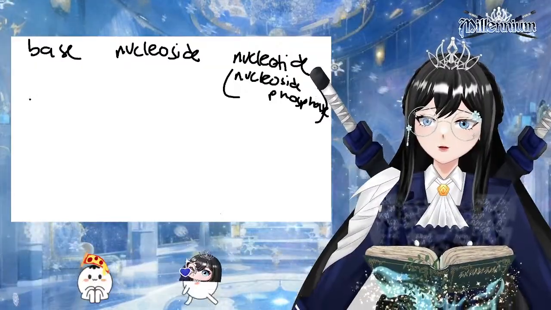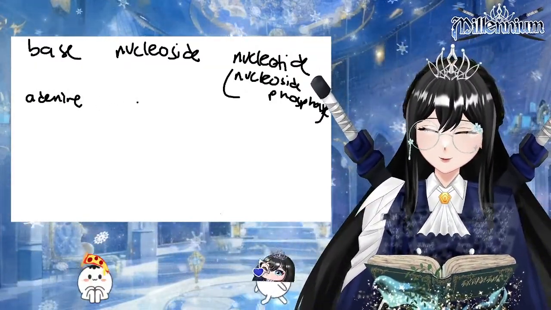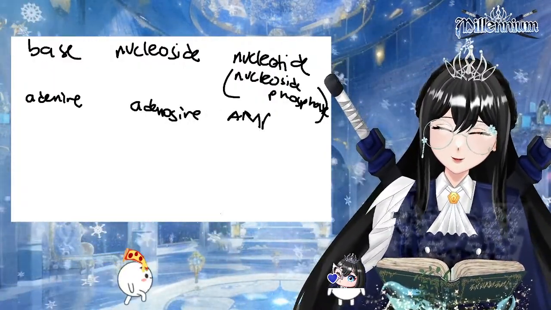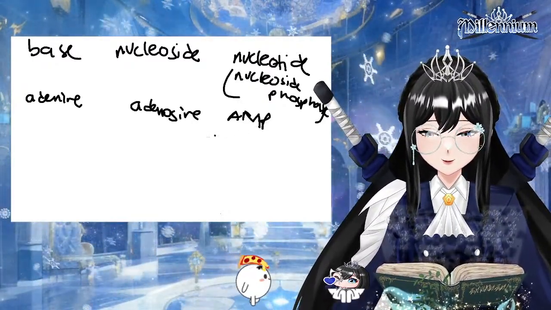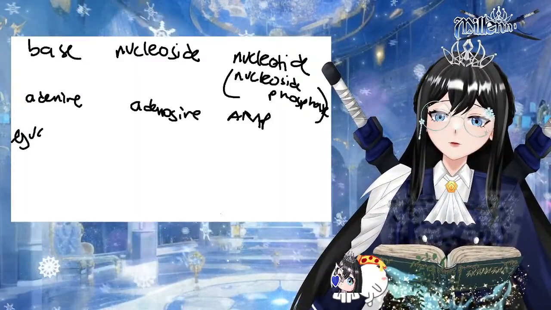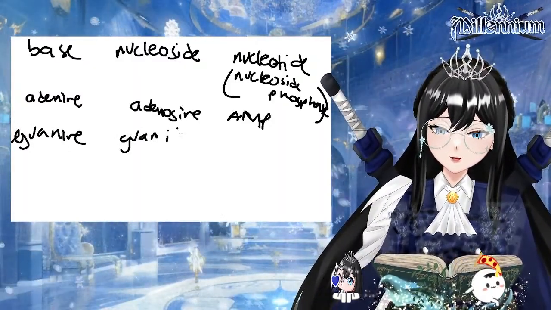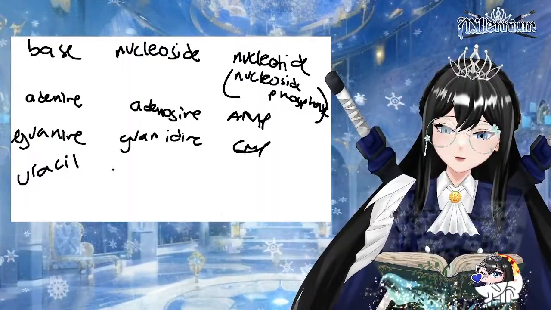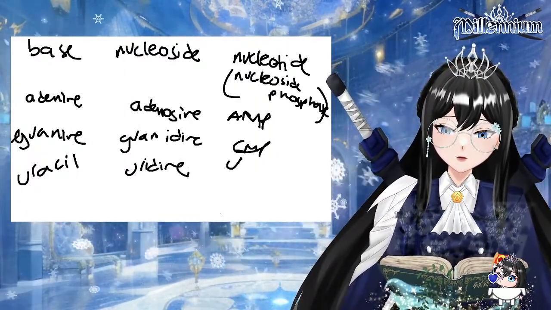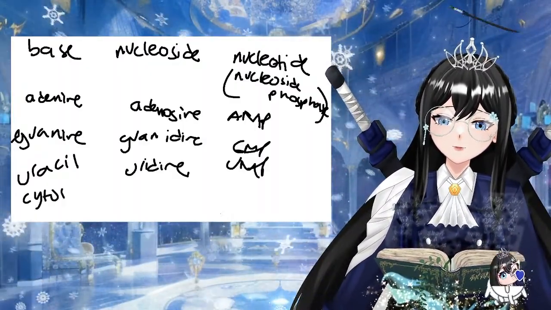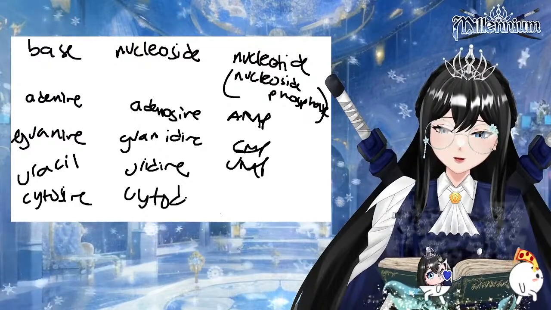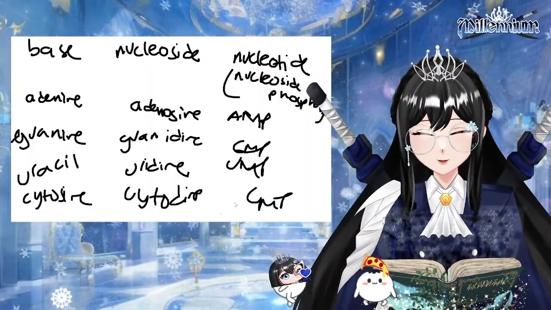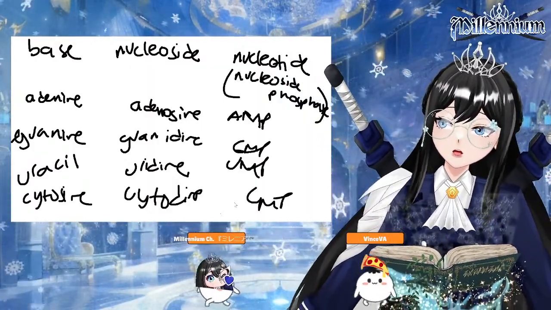So for the base, we have adenine, right? Adenine. This is adenosine. And then you have AMP, adenylic acid. And then you have guanine, guanosine, and then GMP, and then you have uracil, uridine, UMP, and then you have cytosine, which is cytidine, and you have CMP. And then there are modified bases like xanthine and hypoxanthine. We'll just focus on the important ones.